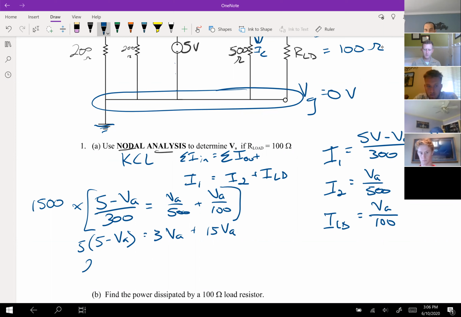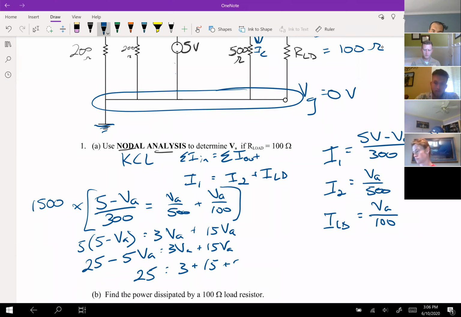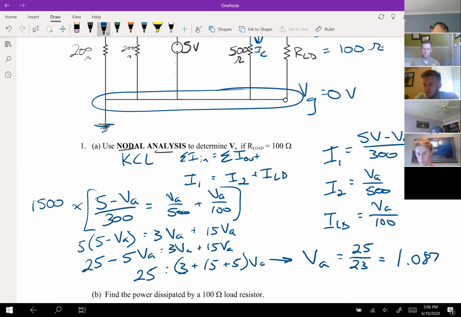So if you did this one by hand, it also works. 5 minus VA equals 3 VA plus 15 VA. I can pull that one across, and I have 3 plus 15 plus 5, all of that is VA. And over here, VA is equal to 25 divided by 23, which comes out to 1.087 volts.